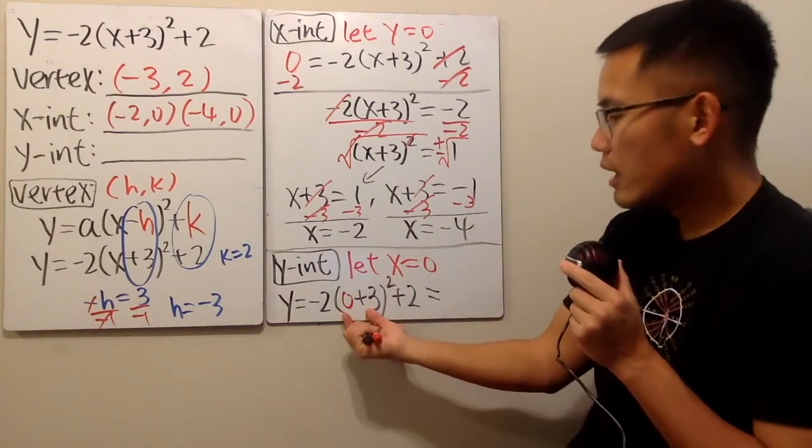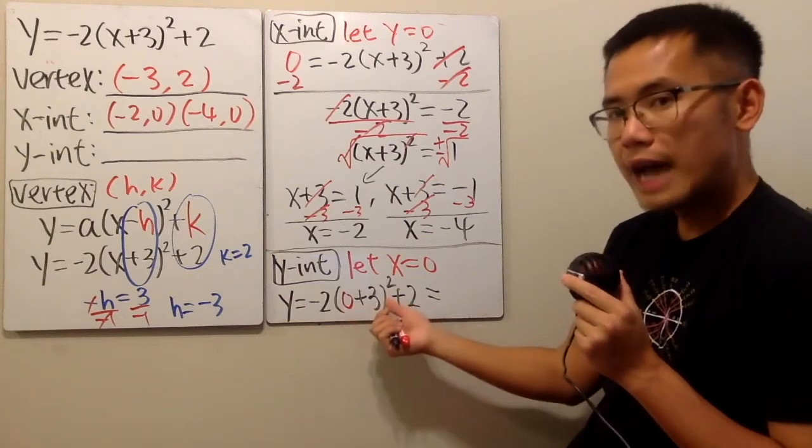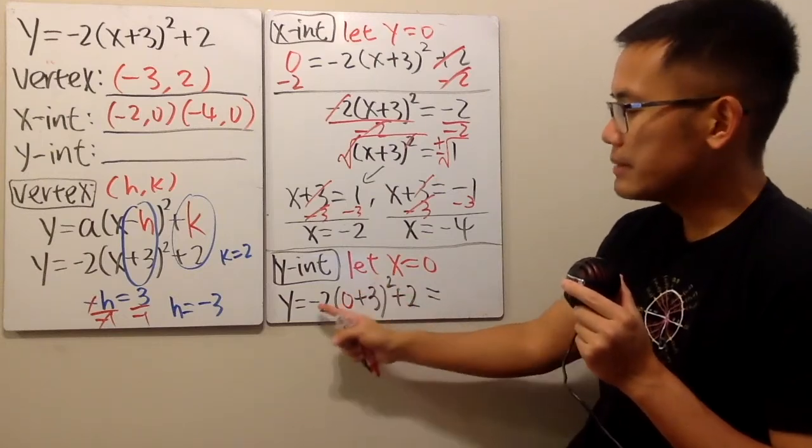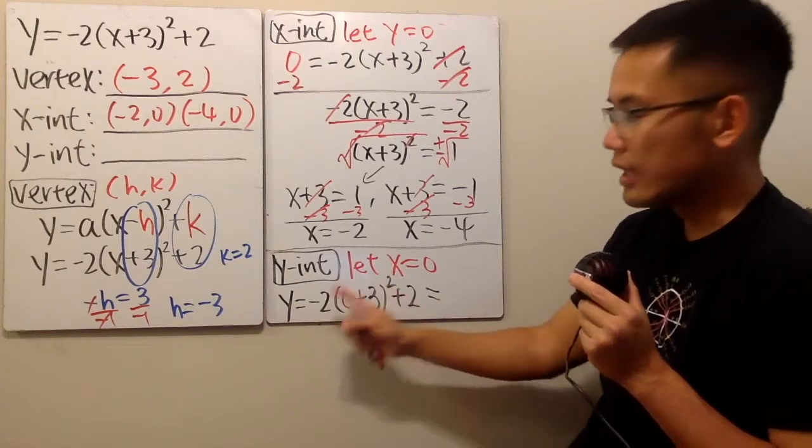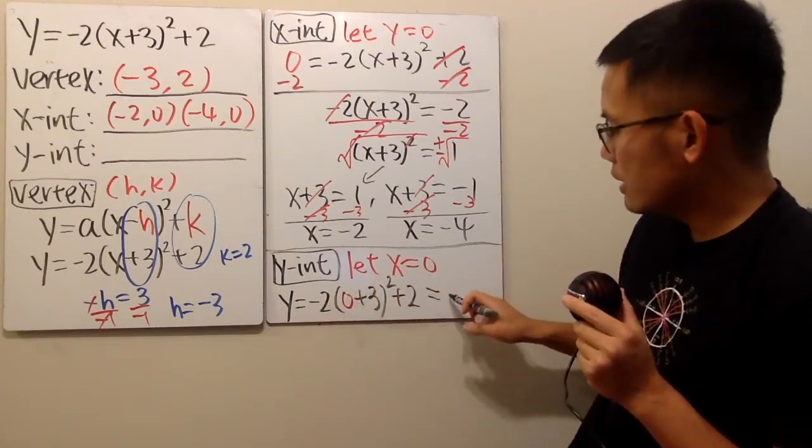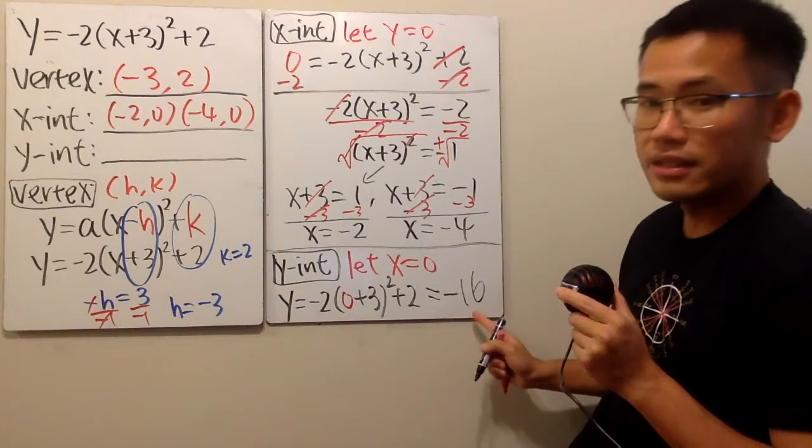So here we go. 0 plus 3 is 3. Square that, we get 9. 9 times negative 2 is negative 18. Negative 18 plus 2 is negative 16, like this.